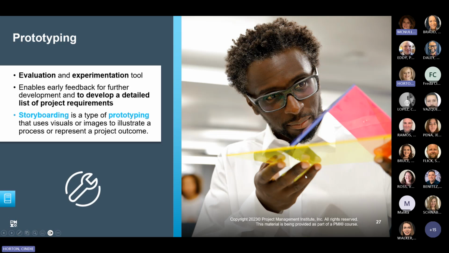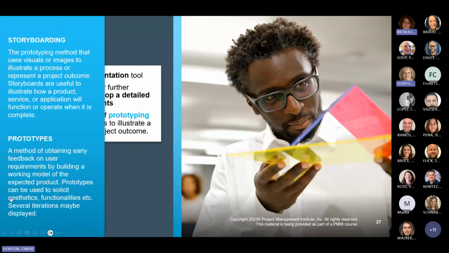As we wrap up this discussion on requirements collection, the project team can also leverage prototypes. Prototypes can be used for evaluation and experimentation by project stakeholders and other team members. Prototyping is a method of obtaining early feedback on user requirements by building a working model of the expected product. Prototypes can be used to solicit aesthetics, functionalities, etc. A prototype is essentially a working model of the expected product before we actually start to build it.